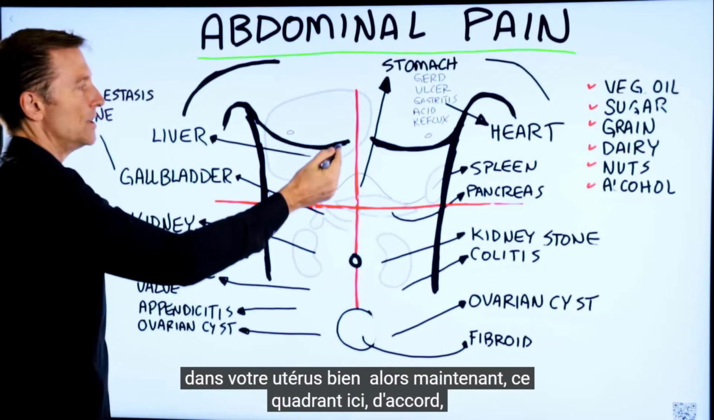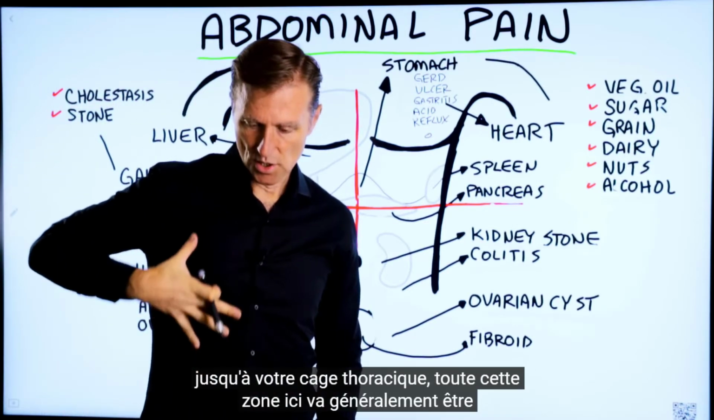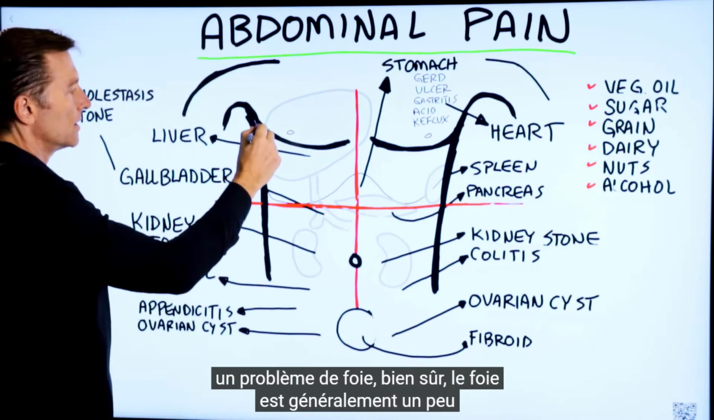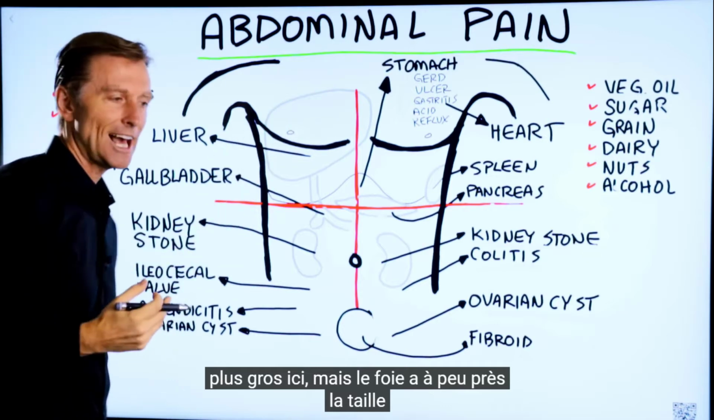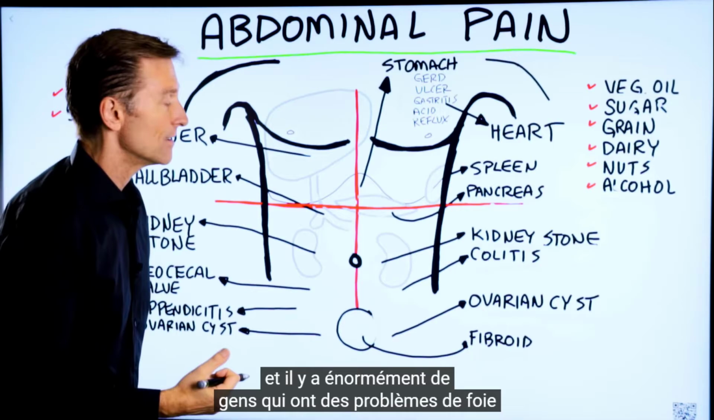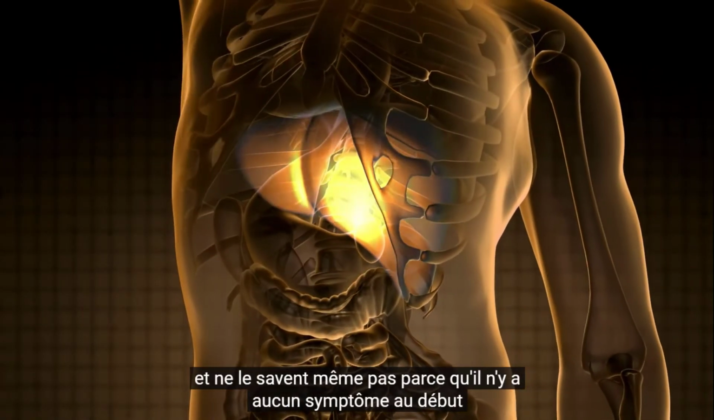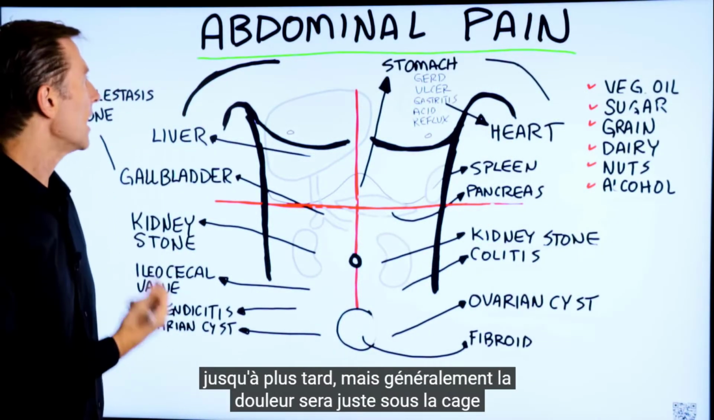All right, so now this quadrant right here, right under your rib cage, this whole area right here is usually going to be a liver problem. Of course, the liver usually is a little bigger right here, but the liver is about the size of a football. It's about 3.5 pounds, and there's a tremendous amount of people who have liver problems and don't even know it, because there are no symptoms initially until later on.